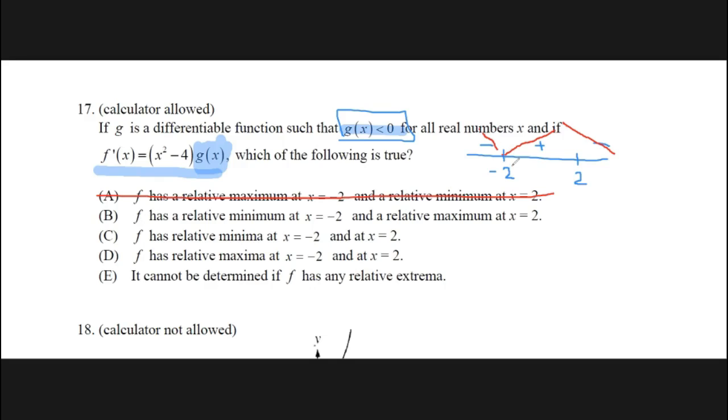F has a relative min. Okay, I see a min. Okay, I see a max, so maybe I keep B. F has a min at -2 and 2. Well, that's a min, but that's a max. F has a relative max at both. No. E, it can be not determined. Well, no, I definitely determined that. So once again, I can see how or why my answer is justified to be.